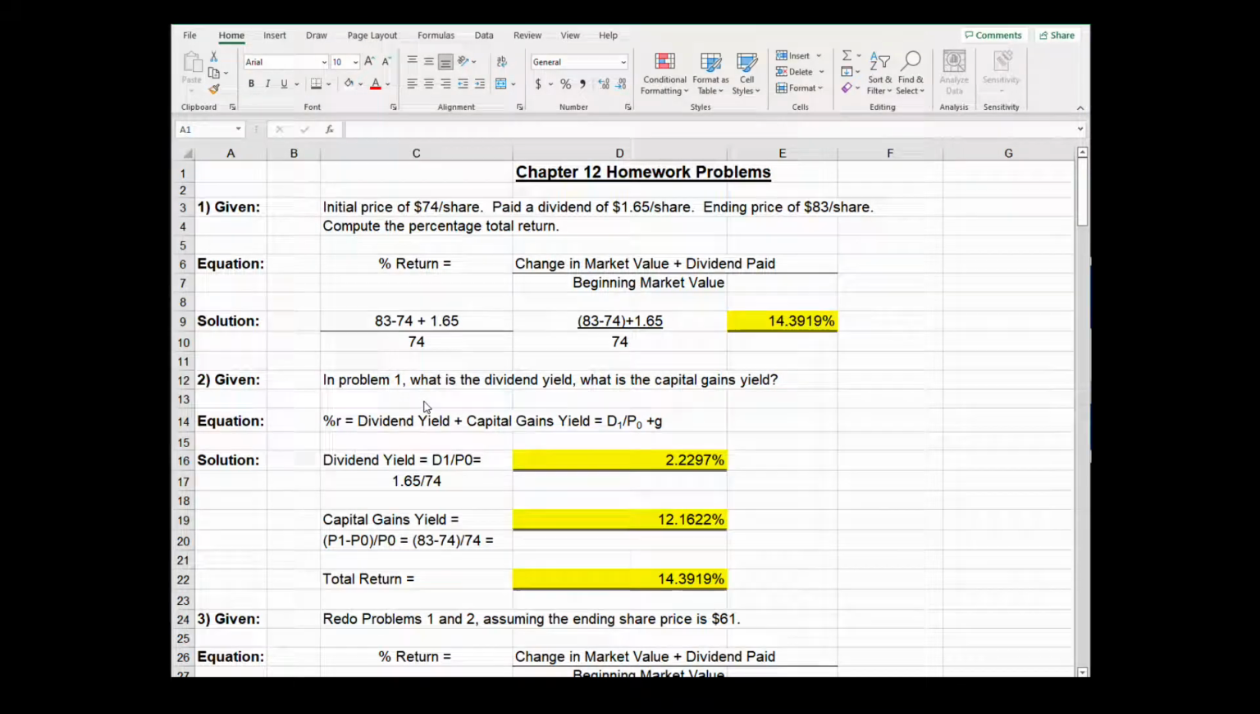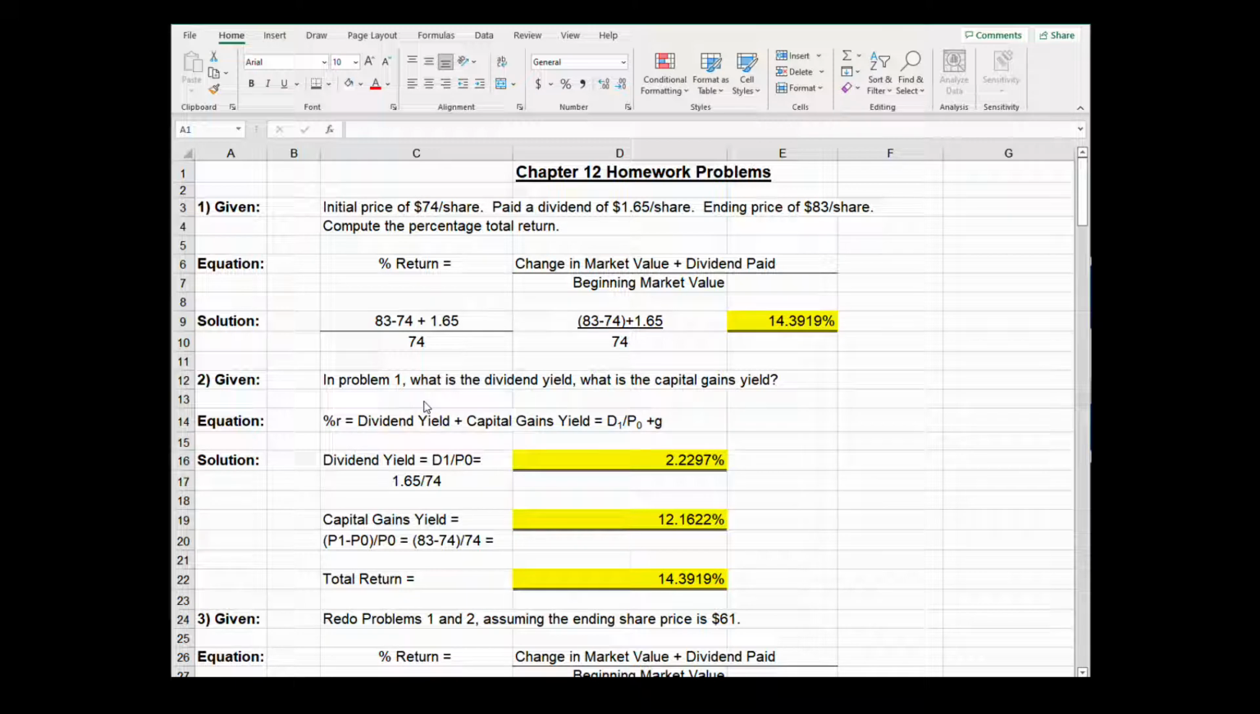In problem 12.1, we are given a stock with an initial price of $74 per share. It just paid a dividend of $1.65 per share. Actually, it's D1, end of year. And their ending price is $83 a share, so you've made a nice price appreciation or capital gain on the stock. Compute the percentage total return.